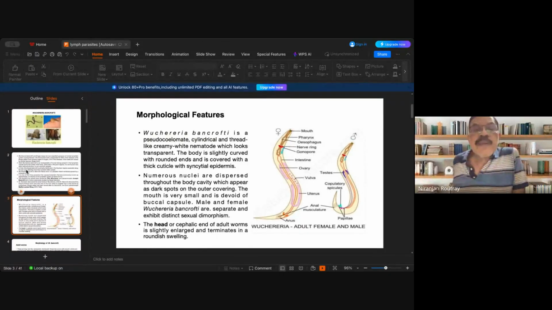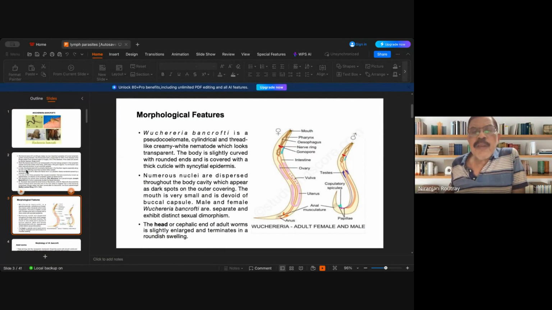So Wuchereria bancrofti is a pseudocoelomate. That means no true coelom is present, no true cavity is present. It is of course cylindrical, thread-like, a creamy white nematode which looks transparent. That means it is completely transparent, and the body is slightly curved with rounded ends and is covered with a thick cuticle with syncytial epidermis. Syncytial epidermis means numerous nuclei are present. So numerous nuclei are dispersed throughout the body, which appear as dark spots when it is stained.